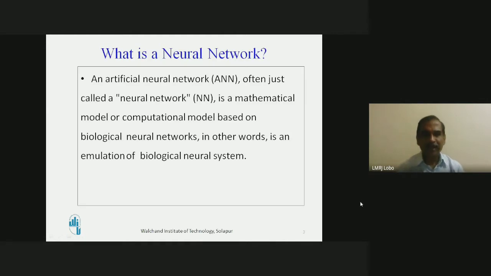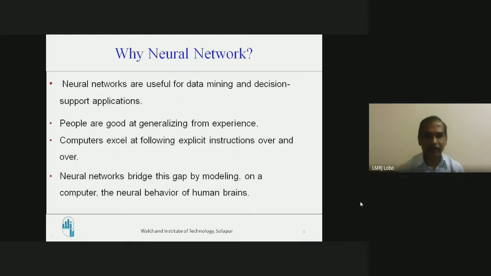We have to understand what is a neural network. An artificial neural network, or normally called a neural network, is a mathematical model of computation based on mimicking the biological neuron. In other words, it is an emulation of this biological neuron system.